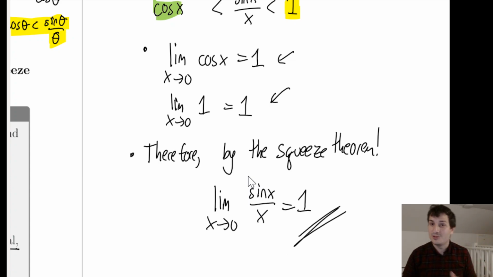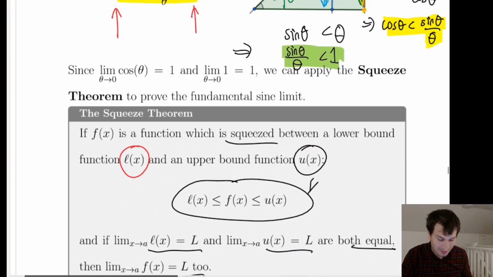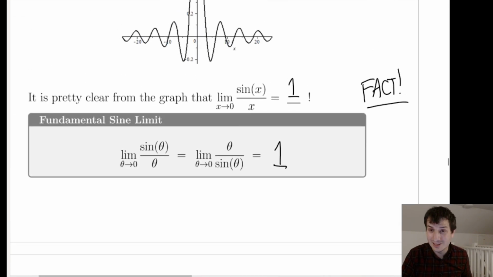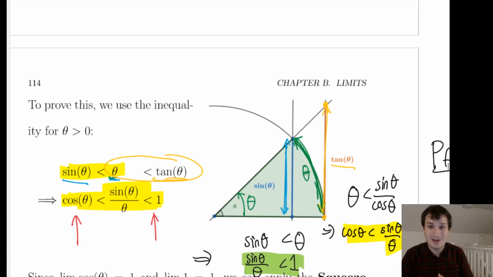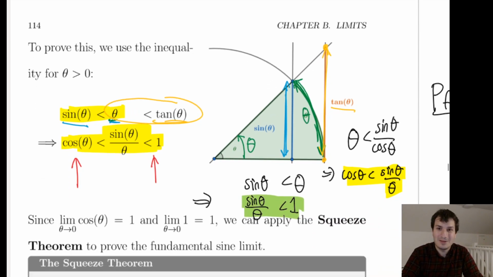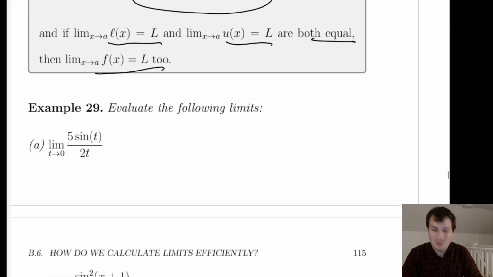That's it. So you can think of the squeeze theorem as another one of the limit laws. It's a limit law that works when all the other limit laws fail you. It's like some kind of epic action movie. Okay, that is the squeeze theorem and the fundamental sine limit. And the rest of the section is on how you use the fundamental sine limit to do some limits. So that's what I'm going to do.